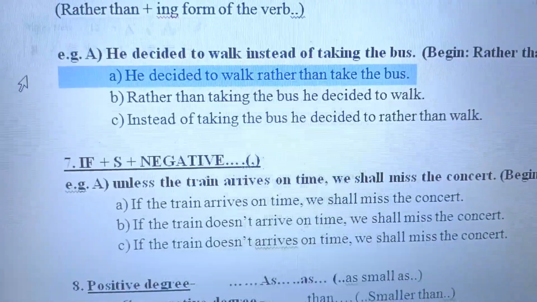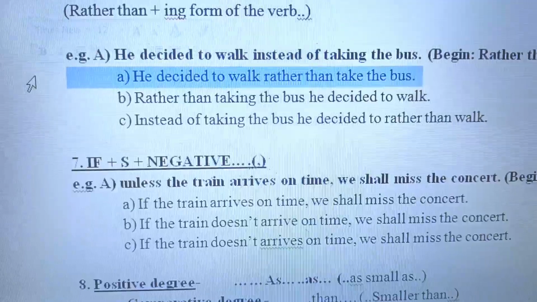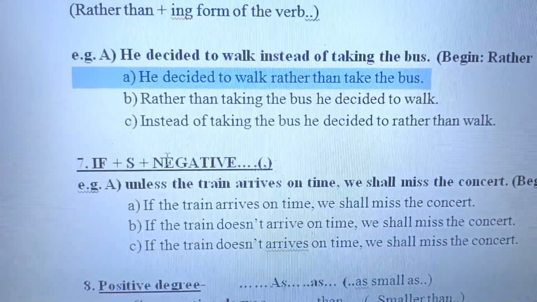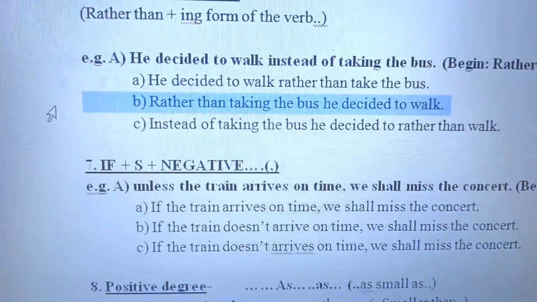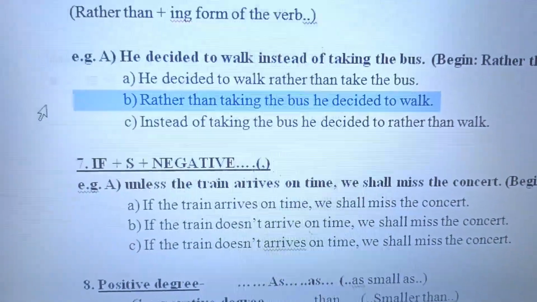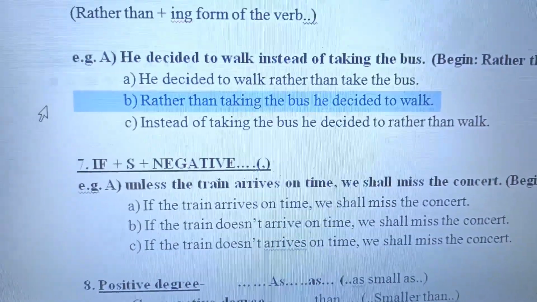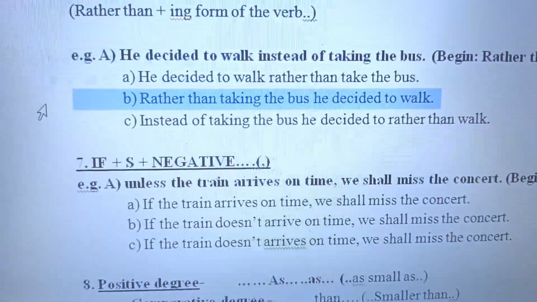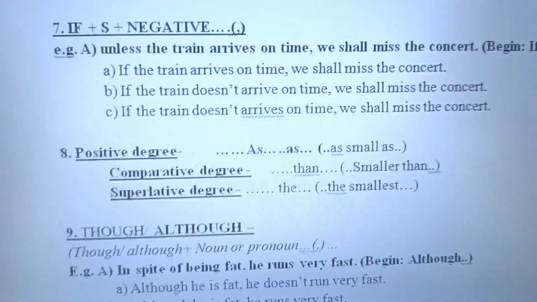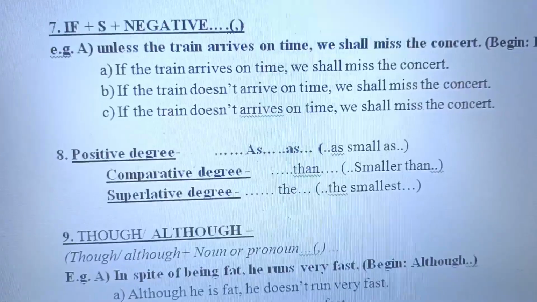So we have seen rather than, then the ing form. So here rather than is there, but then there is no ing form. Second one, rather than taking the bus, he decided to walk. Yes, here rather than is followed by the ing form, that is taking the bus, he decided to walk. So this option is correct. Next we will see how the if conditional sentence is used.